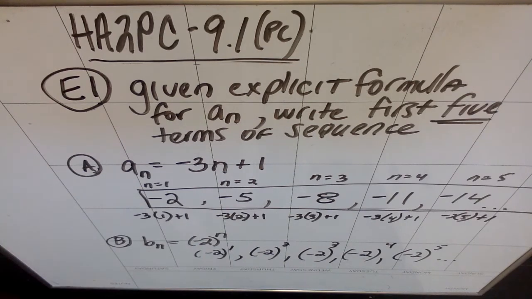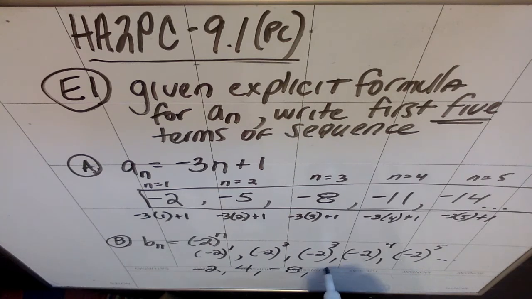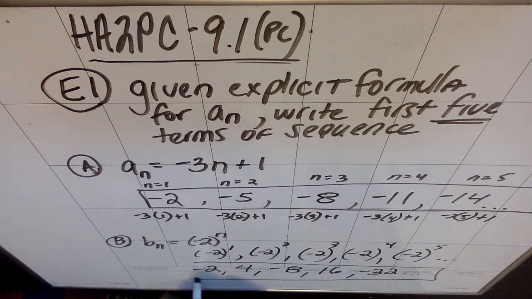If I clean those up, negative 2 to the first is just negative 2. Negative 2 squared is positive 4. Negative 2 to the third is negative 8. Negative 2 to the fourth would be positive 16, and negative 2 to the fifth would be negative 32, dot, dot, dot. Okay, so there are the first 5 terms in my sequence given an explicit formula.